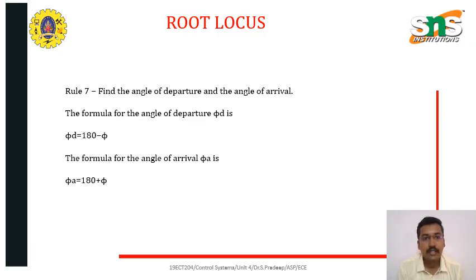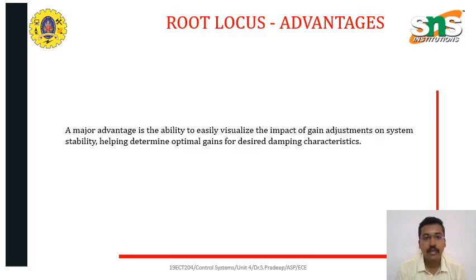Rule number 7. Find the angle of departure and the angle of arrival. The formula for the angle of departure psi d is equal to 180 minus psi. The formula for the angle of arrival psi a is 180 plus theta. The angle of departure and the angle of arrival can be calculated at complex conjugate open loop poles and complex conjugate open loop zeros respectively.